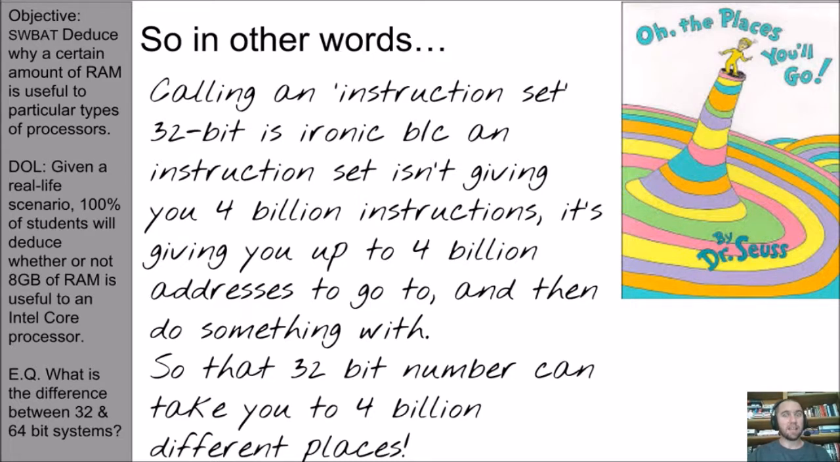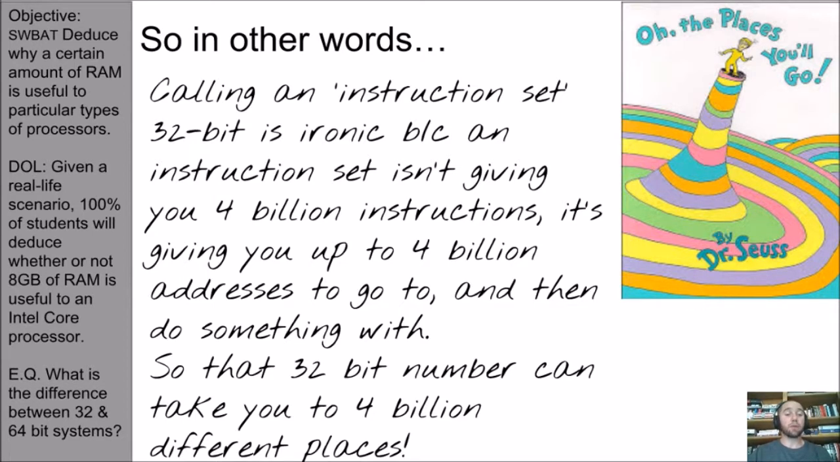It would be taking a set of numbers and adding them. So on this slide here, I'm saying that calling an instruction set something like 32-bit is ironic, because I'm not saying you could have 4 billion instructions. That's what a 32-bit number can get you, roughly up to the number 4 billion. It's not like an instruction set is referring to 4 billion instructions.